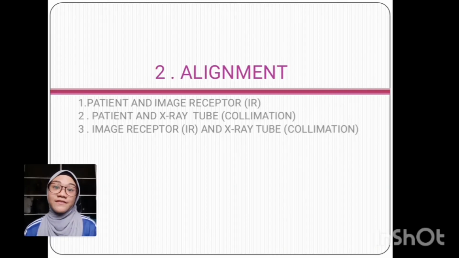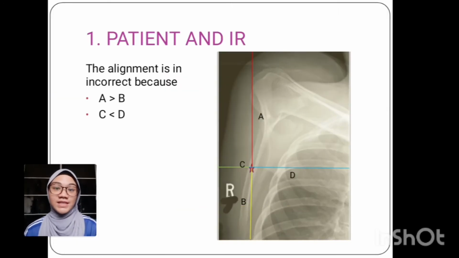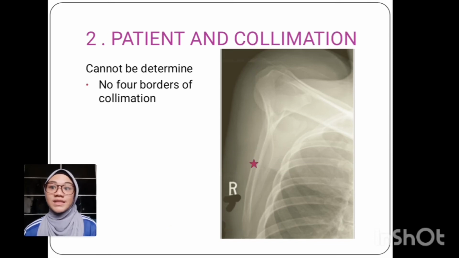Second criteria in evaluating a radiographic image is alignment. First, alignment between patient and image receptor. The alignment is incorrect because the superior is longer than the inferior. The right side is longer than the left side. Second, patient and collimation. It cannot be determined because there are no four borders of collimation.